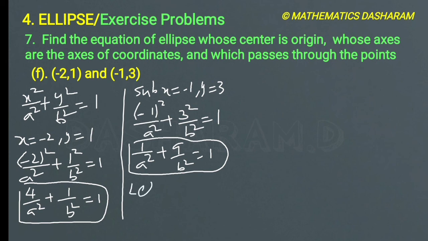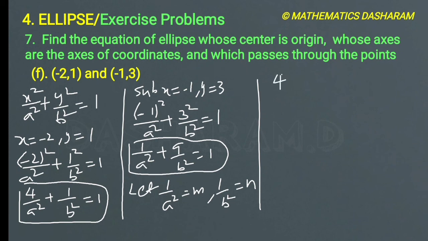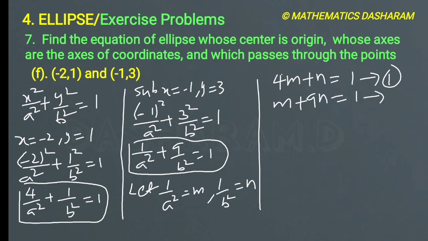So let's select 1 by a square equals m. Next, 1 by b square equals n. So then the first equation becomes 4m plus n equals 1, equation 1, and the second one becomes m plus 9n equals 1, equation 2. So we can eliminate either m or n from these two equations. I am going to eliminate the variable m. So equation 2 multiplied by 4.